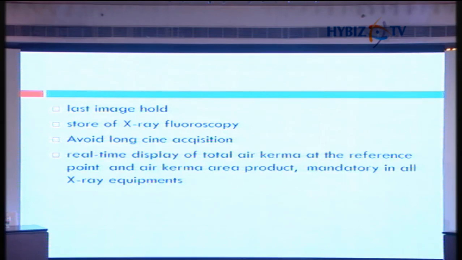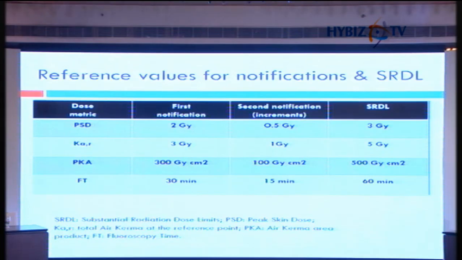And then always check the monitor regarding the radiation dosages. The fluoro time as well as the radiation exposure will be displayed. One radiation technician has to watch the monitor and notify. Once fluoro time is 30 minutes, you get a first notification. And then PKA, that is the product of air kerma and the area, at 300, or focal air kerma at 3, you get a first notification, then a second notification, and a third notification. That is a substantial radiation dose limit, and the patient is at risk.